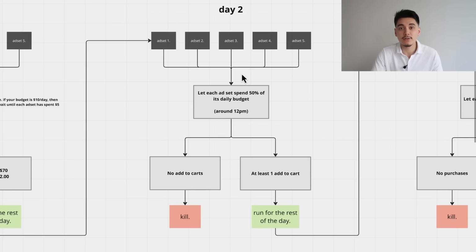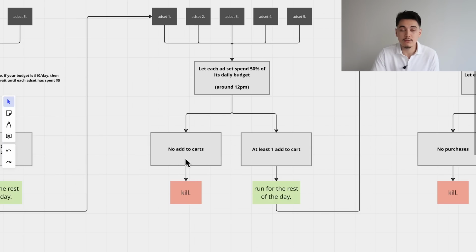So by this point, including day 1 and the first half of day 2, all of your ad sets should have spent around $15, and you're going to pay attention and see whether any of those ad sets have an add to cart or not. If any of those ad sets do not have an add to cart, you're going to go ahead and kill those ad sets. But for any ad sets that do have at least 1 add to cart, you want to keep them running for the rest of the day so that by the end of day 2, you'll have ad sets that have spent at least $20.